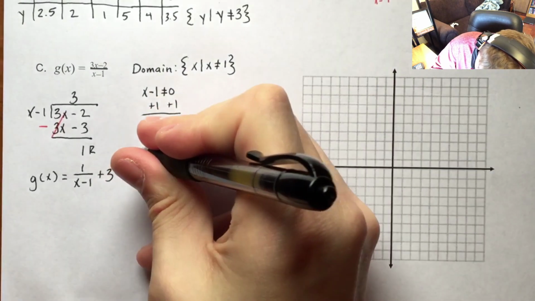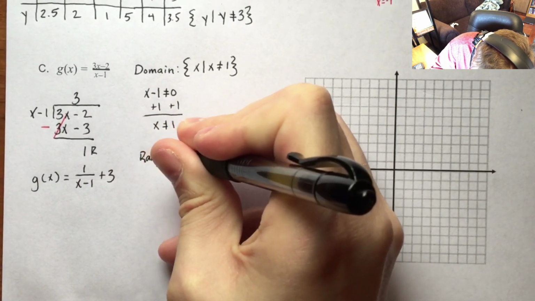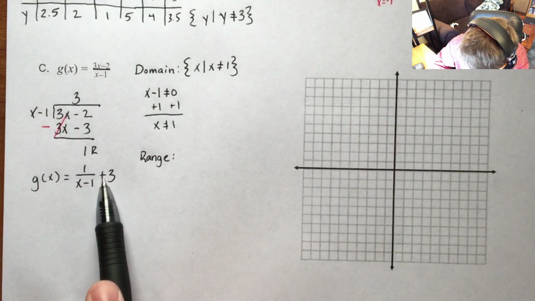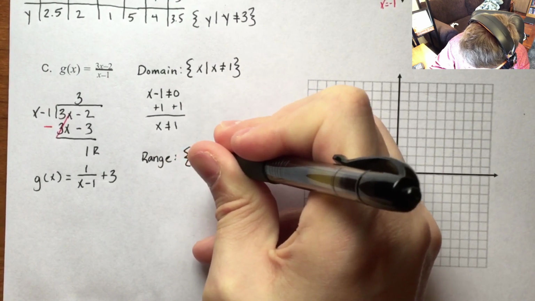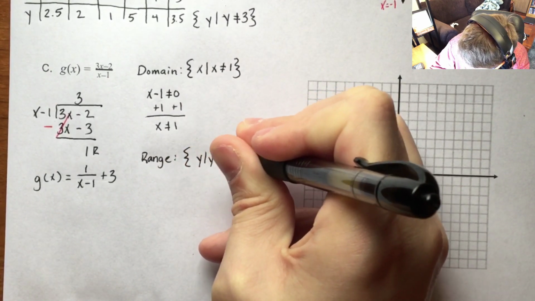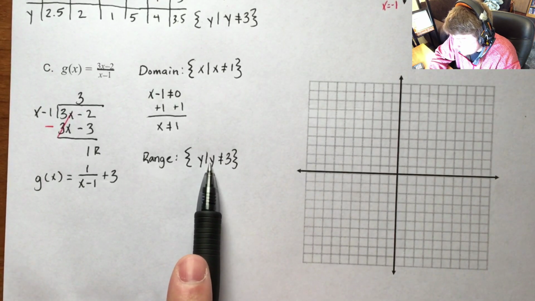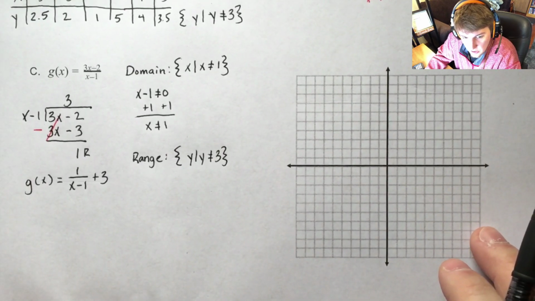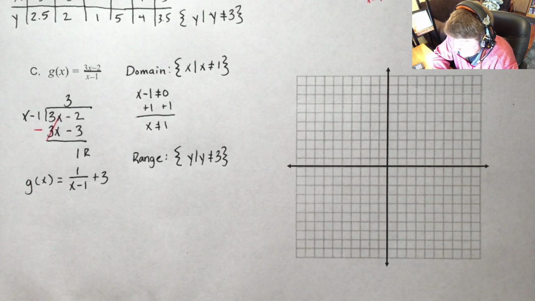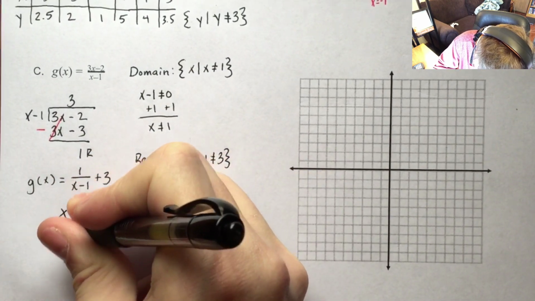Range? Okay, we know that y just straight up can't be equal to 3, so that's my range. Okay, we know that the range is the set of y values such that y cannot be equal to 3. Okay, so now that I have that, I can start just finding my x and y values that I can organize into a table.